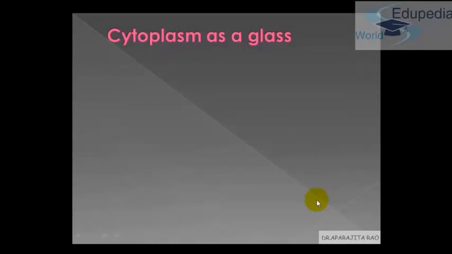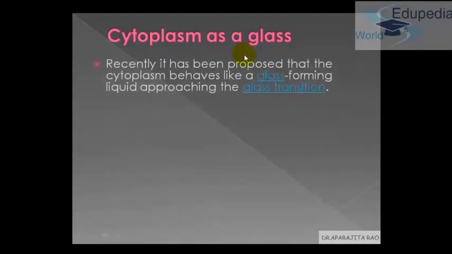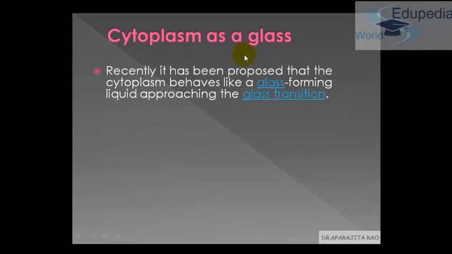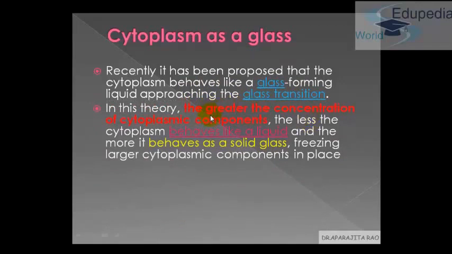Now another new concept is cytoplasm as glass. So what do they say? That the cytoplasm behaves like a glass forming liquid approaching the glass transition. Okay, so the greater the concentration of the components, the less the cytoplasm behaves like a liquid.